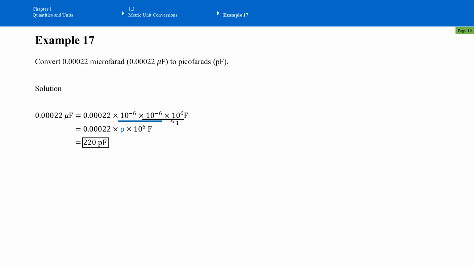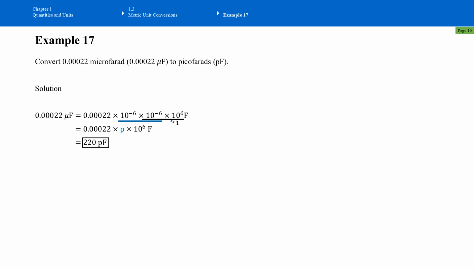Our goal is to get the picofarad from microfarad. A picofarad is 10 to the negative 12. So here, we can multiply by 1, but this 1 is 10 to the negative 6 times 10 to the positive 6. Right, their product equals 1. The reason we pick 10 to the negative 6 times 10 to the positive 6 as that 1 is because if we combine the middle 10 to the minus 6 and the second 10 to the minus 6, that equals a pico, which is 10 to the minus 12.